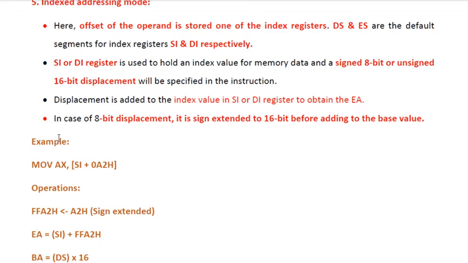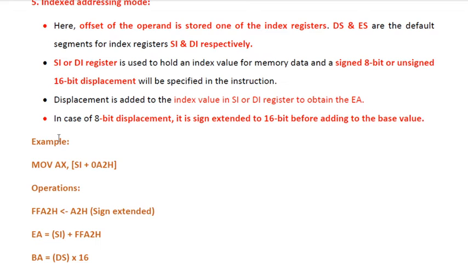MOV AX, [SI + 0A2H]. Here we are moving the content of the address location to the register AX, but the address location is specified as SI plus 0A2H. SI is a 16-bit register holding the offset, and I am adding a value 0A2H, that is A2H, an 8-bit number, to the content of SI.